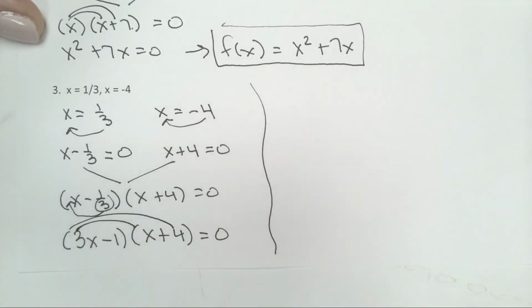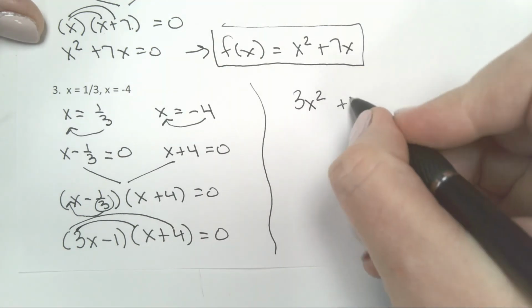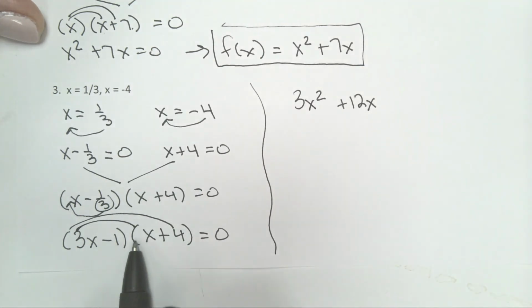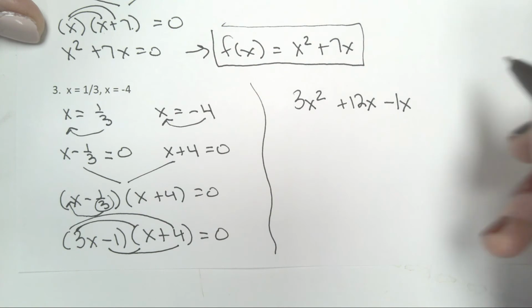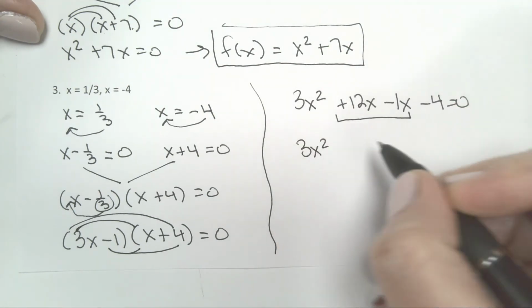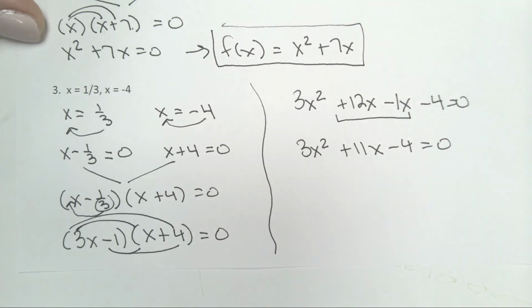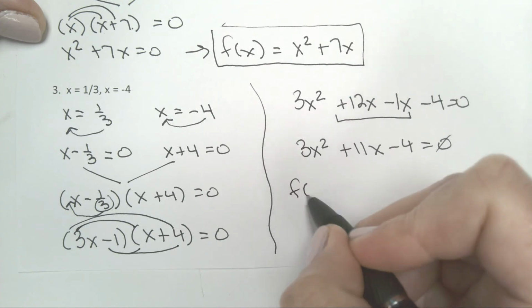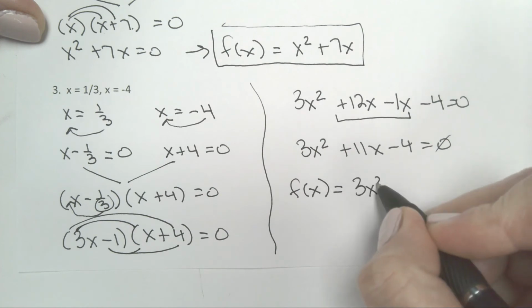We're going to have to multiply and distribute to get rid of our parentheses. So 3x times x is 3x squared. 3x times 4 is 12x. Distribute your -1. -1 times x is -1x. -1 times 4 is -4. I'm going to combine like terms here. That adds up to 11x. And your last move, we are going to replace that 0 and instead write it with f of x. So this is in function notation now.